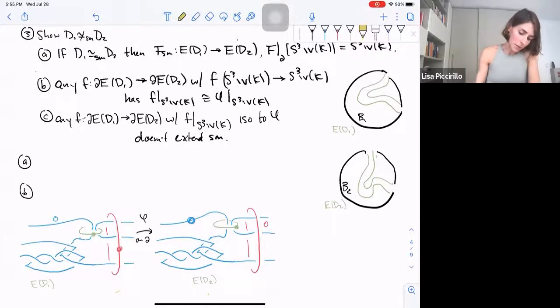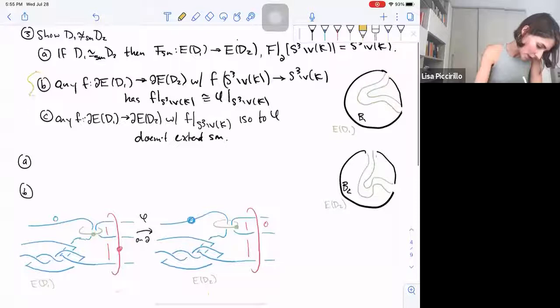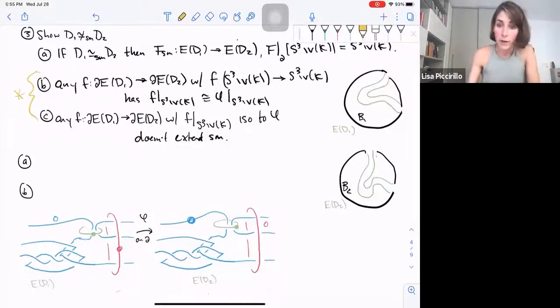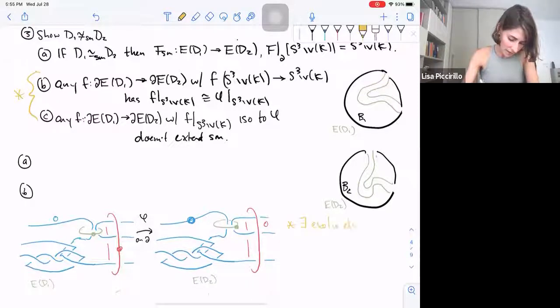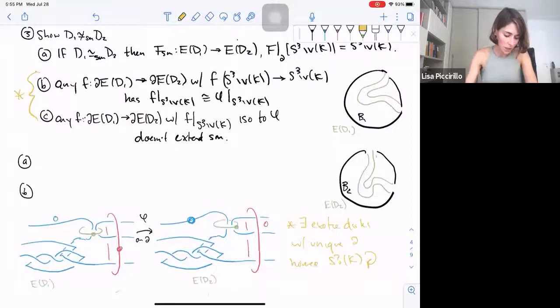Maybe while I'm letting people come up with questions, I'll comment that if you really hated this and you want to have a simpler proof outline, you can get that at the expense of making your pictures a lot worse. So there do exist exotic disks with a unique boundary homeomorphism from the zero surgery of K to itself. So if you want to try to run this again with an easier proof, you can just do worse constructively, and that'll be possible.